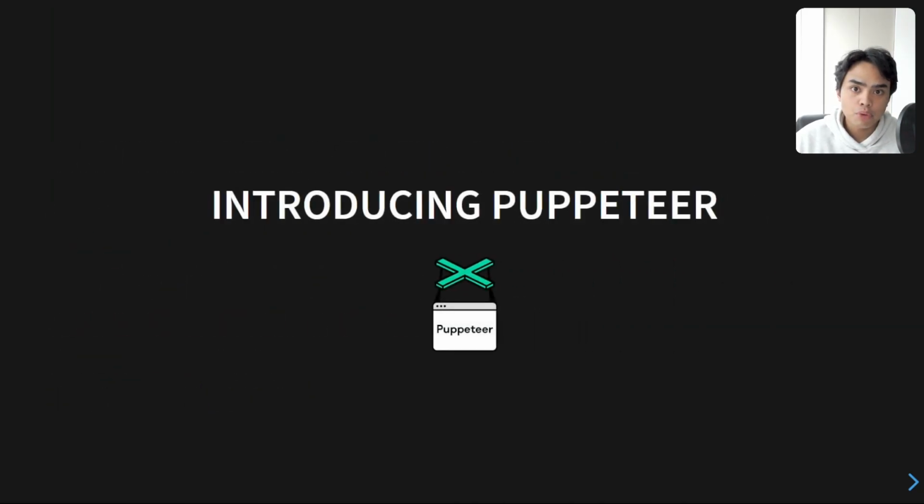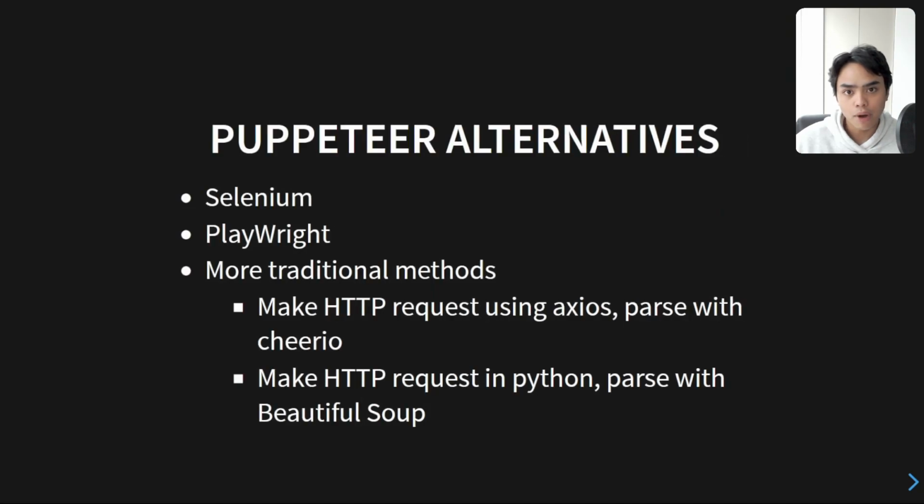My go-to for web scraping is Puppeteer. It is a Node.js library. It works by spinning up an instance of Chrome in the background and interacting with it through code. I primarily use Puppeteer even after having tried and looked into some of the alternatives, things like Selenium, Playwright, or even the more traditional methods of web scraping.